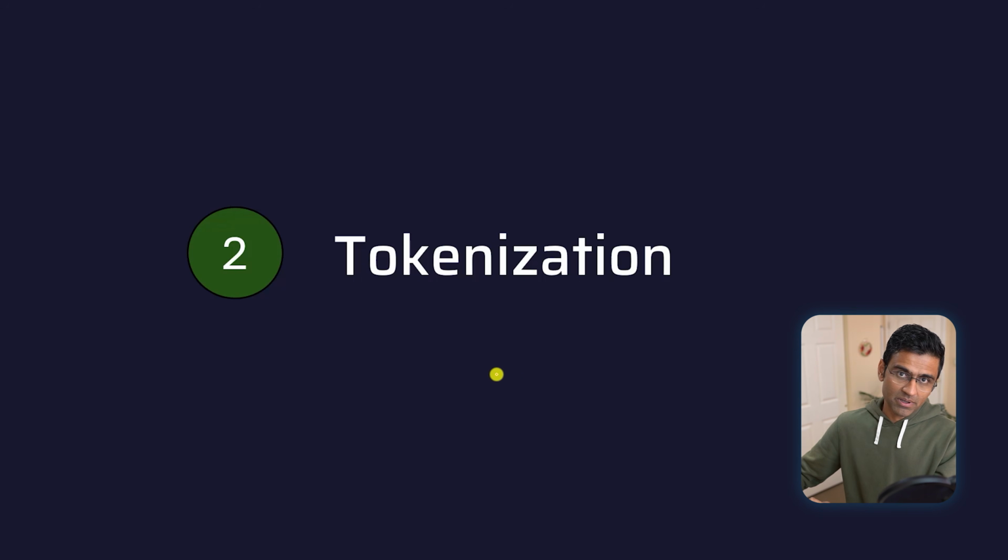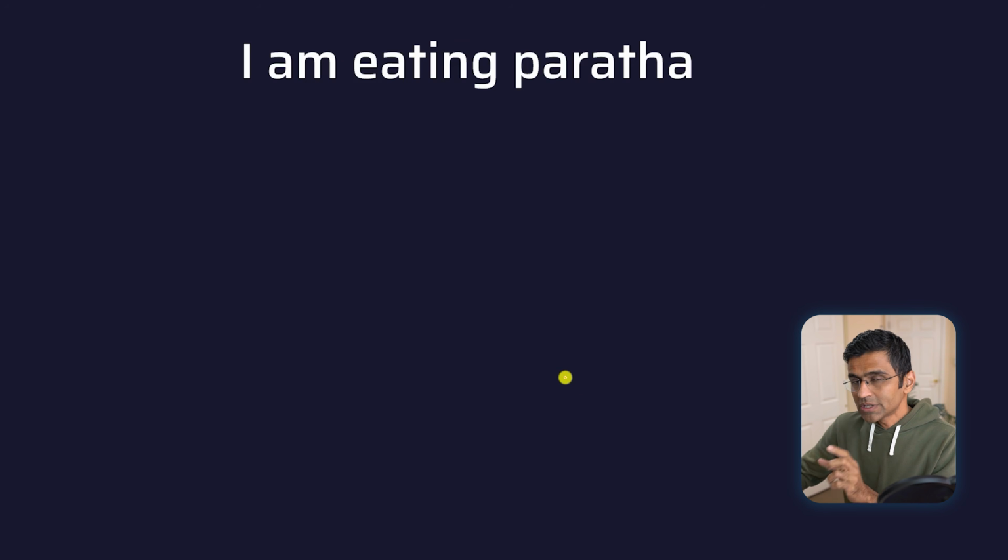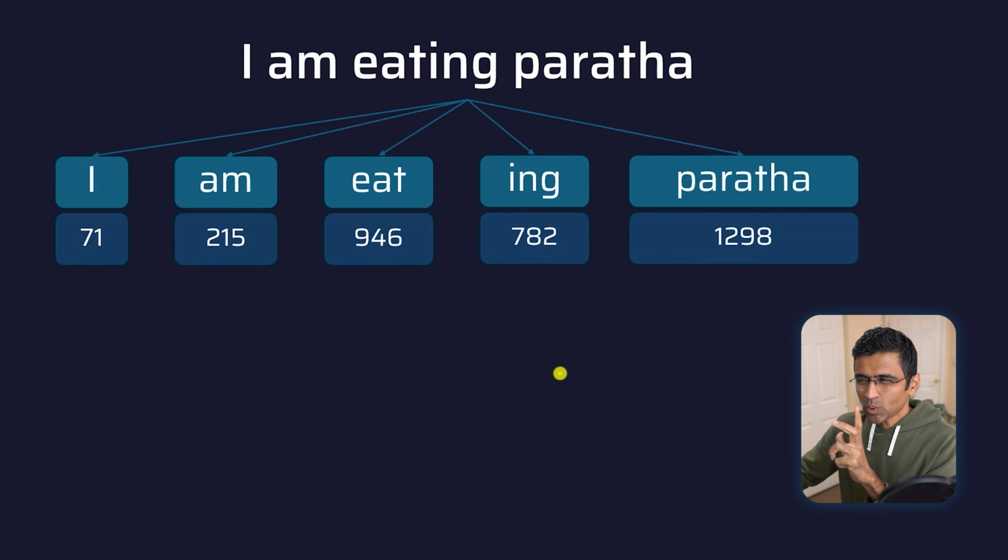The second step in the process is tokenization. Computers do not understand text. Computers understand only numbers. So before you train your model, you need to tokenize your text. Let's say I have this statement, I am eating paratha. When I'm training my model, I will tokenize it. And tokenization is loosely related to splitting a sentence into words. That's a very loose definition.